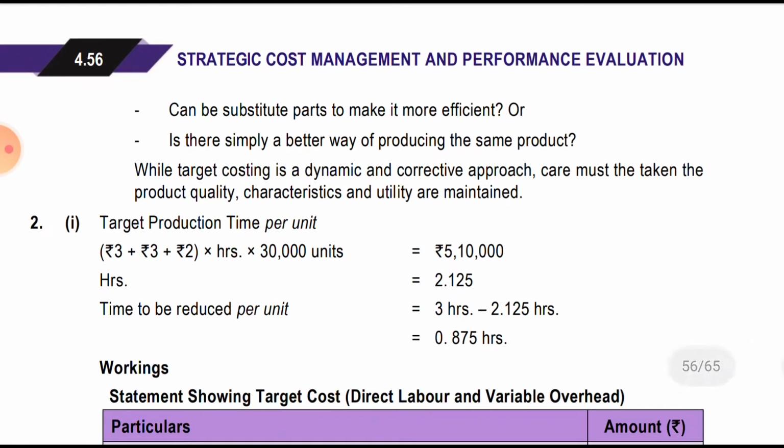While target costing is a dynamic and a corrective approach, care must be taken that the product quality, characteristics, and the utility are maintained. So when achieving the target cost, quality should be proper, characteristics must be proper, and the utility should be maintained.